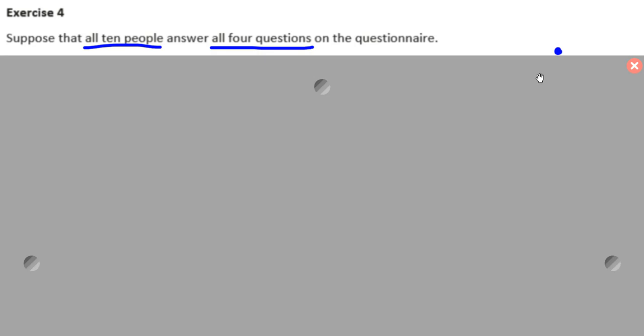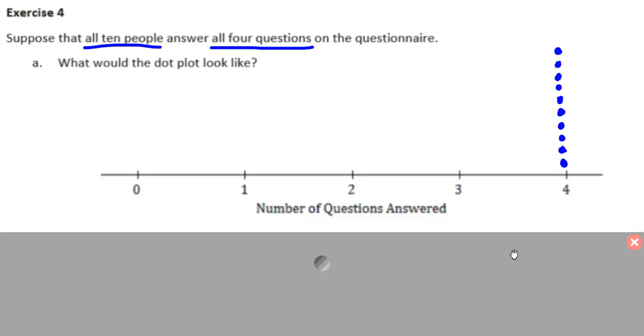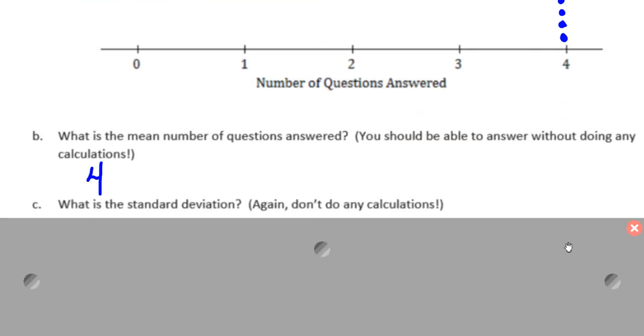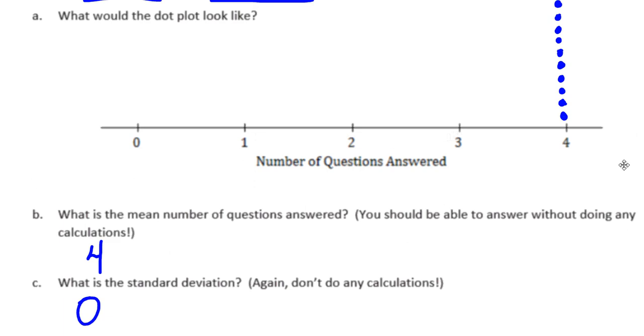If all 10 people answered all 4 questions, then I should have 10 individual data points on number 4. So if I'm looking for the mean number of questions answered, that would have to be 4. And the standard deviation, well, if the mean is at 4, the distance away from the mean is not changing at all, it would have to be 0. So again, connecting the definition to a standard deviation, the distance away from the mean.